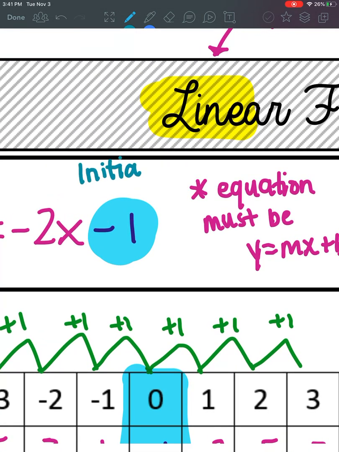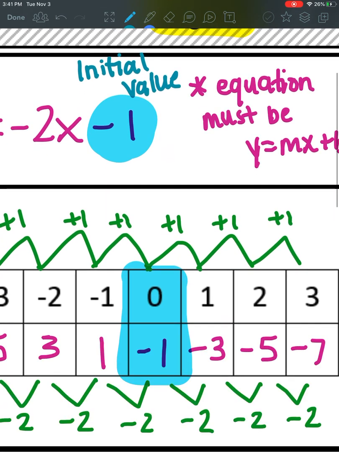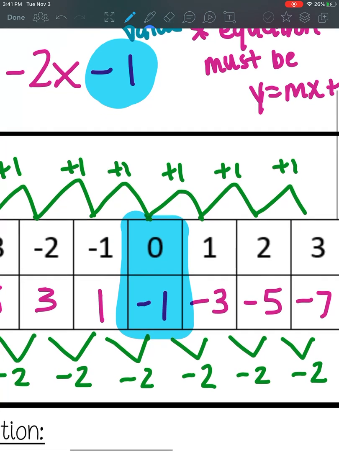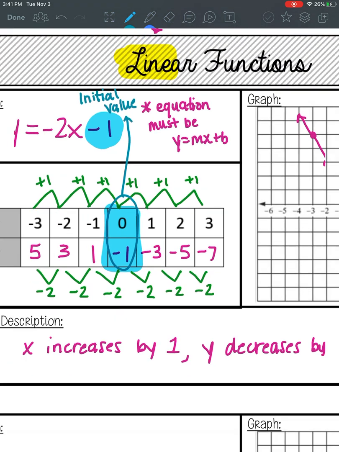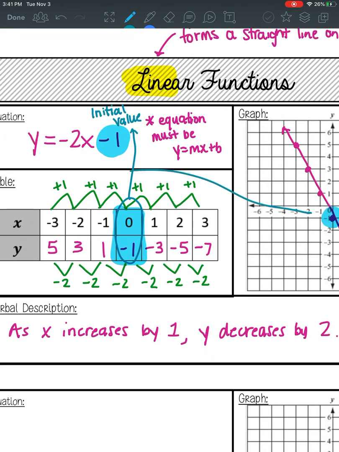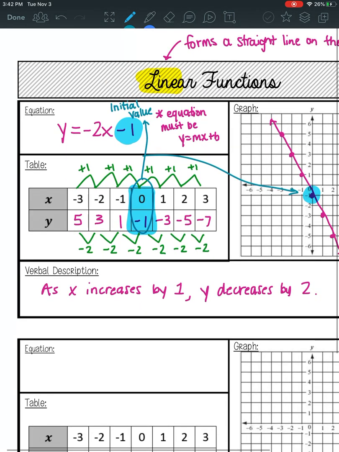So I'm going to have you write down, because we're going to have to identify initial values. And initial just means the starting. So initial value, here is our initial value, and then also over on the graph, our y-intercept, okay?